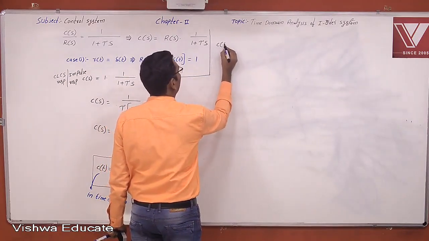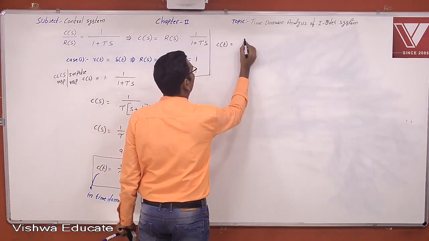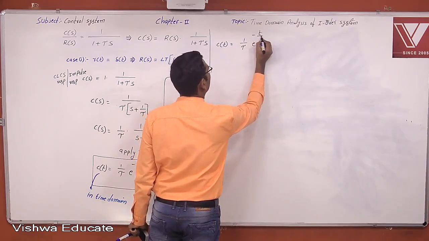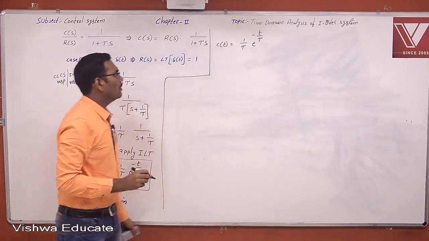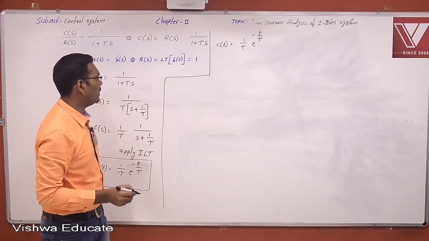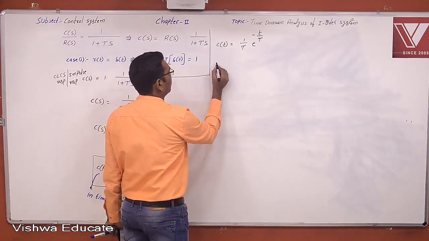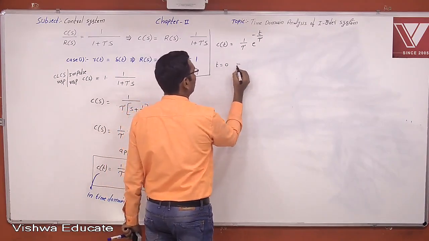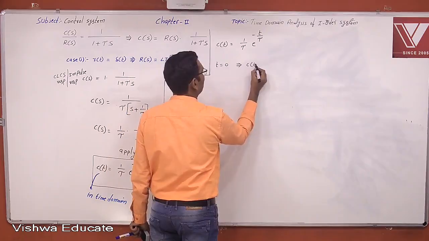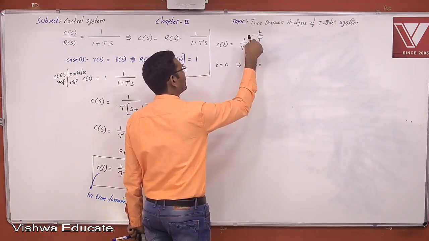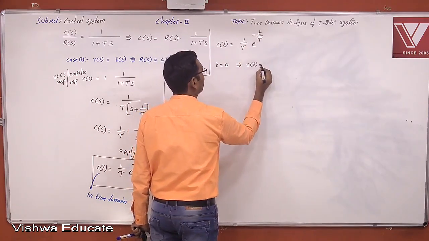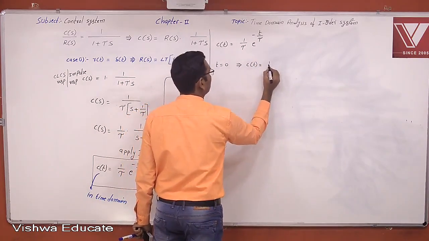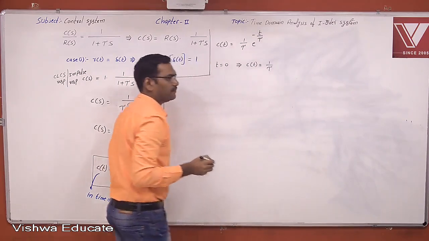Now C of t is equal to 1 by tau into e power minus t by tau. Now if t equal to 0, what is the response? The response is 1 by tau e power 0. E power 0 is 1, therefore it is 1 by tau.